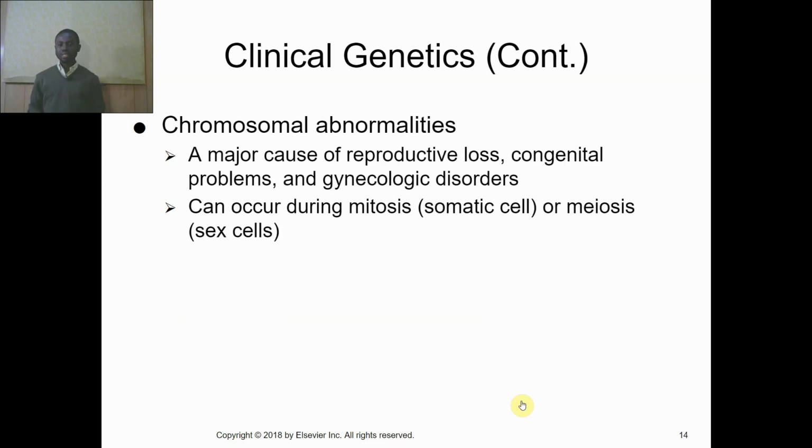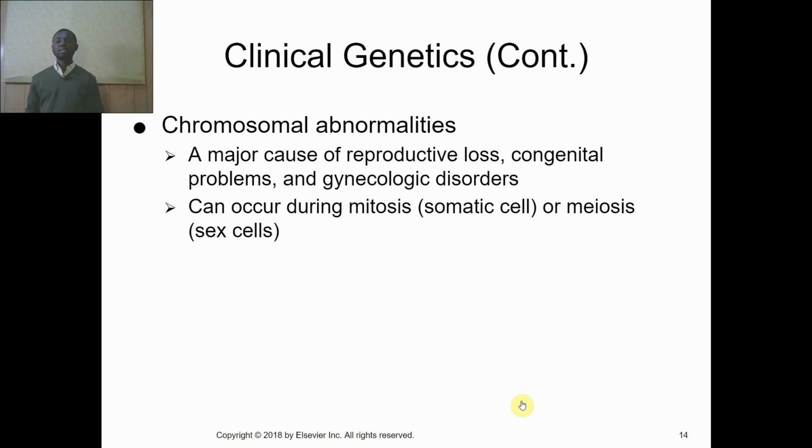Chromosomal abnormalities are a major cause of fetal loss, and that is why we are talking about genetics, because it is important in reproduction, and it also causes congenital problems and gynecologic disorders. Abnormalities can occur during mitosis, which is the division of somatic cells, or meiosis, which is the division of the sex cells. These abnormalities are due to deviations from the correct number of chromosomes per cell.